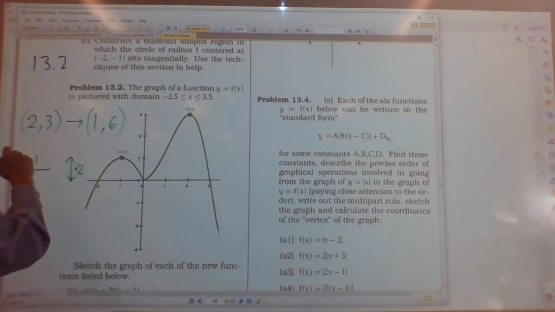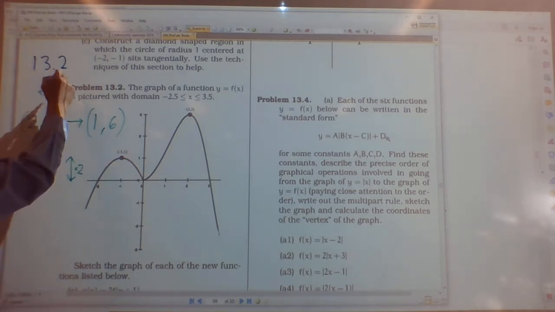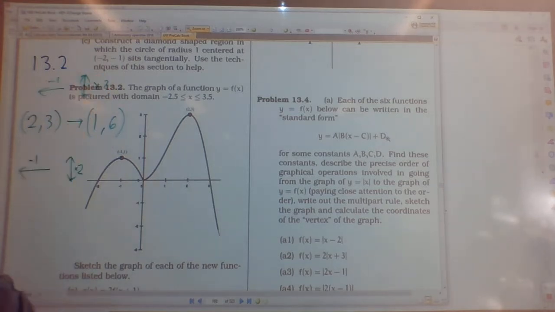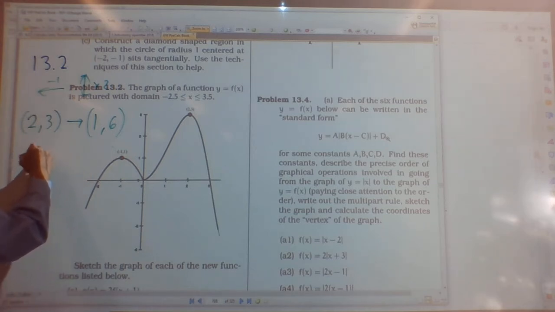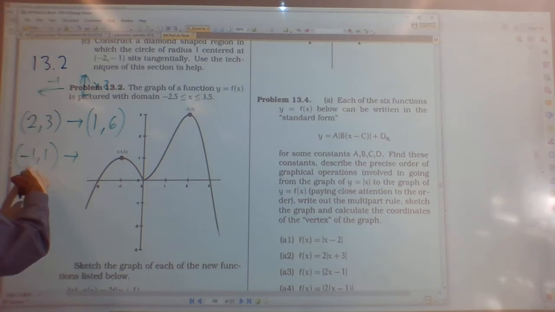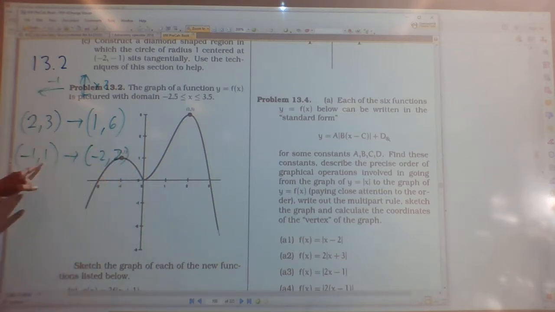Then, what are the other points? Okay, I should have drawn this up here. So this way, negative 1 in the x direction, y direction multiplied by 2. Then, the other important points, let's look at negative 1, 1. So negative 1, 1 goes to, take away 1 from there, so it goes to negative 2, comma 2. Multiply the y value by 2, take away 1 from the x value.